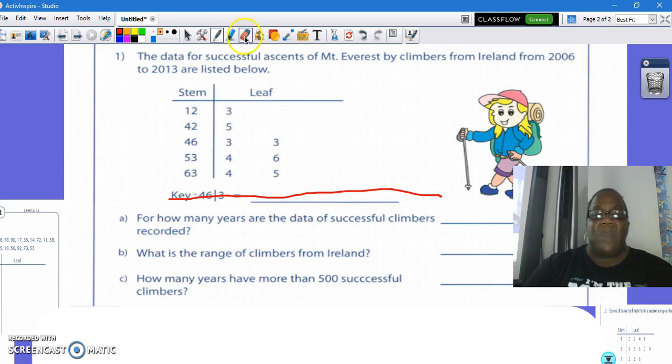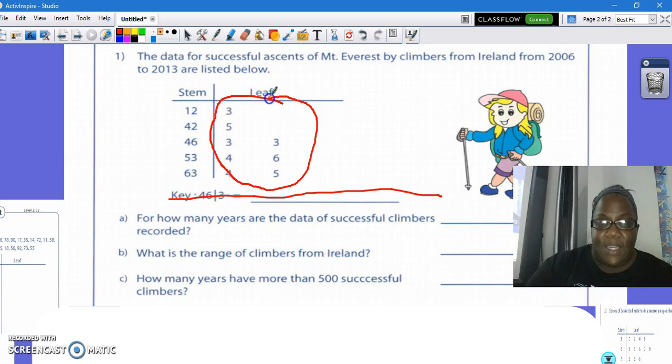Okay, so remember, the leaves represent an item. Each number represents an item. In this case, it is years. So if I ask 7th graders, how many years are we talking about in a stem and leaf plot? What will we need to do? Count the leaves. That's right. We count the leaves. So how many years are we talking about? Boom. 8 years. You heard it straight from the 7th graders.